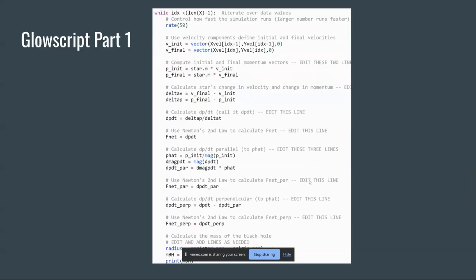Here's our first GlowScript coding. We have some initial conditions here: our initial velocity, final velocity, and the same with momentum. We start using those to get our change of velocity and change of momentum. Here we can see Newton's second law being used, because change in momentum over change in time is just net force. So we use that, and then we also get our parallel net force and our perpendicular net force.